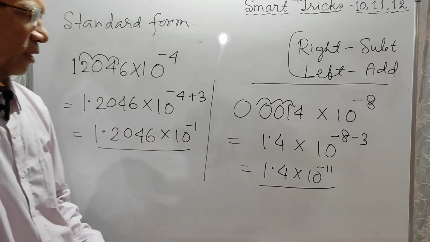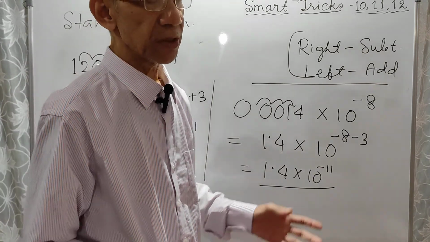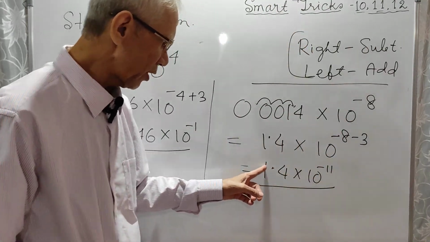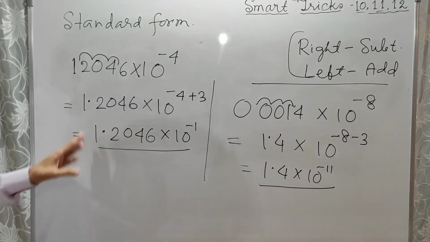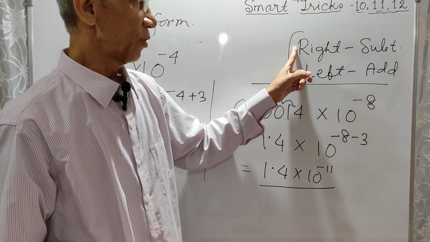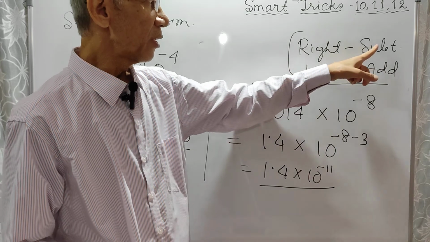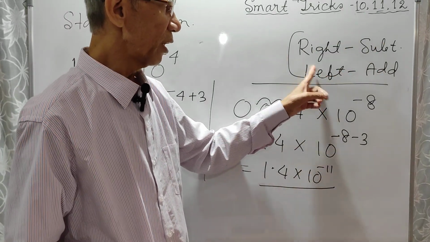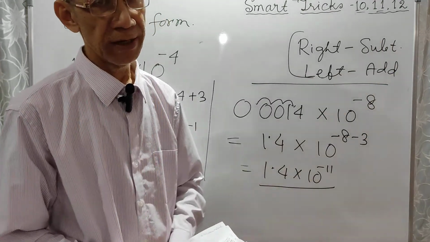So as the rule of the board says, you must express the final answer in standard form. That means one significant digit before the decimal. And this is how you can do it quickly if you remember this rule. If you shift the decimal to the right, subtract from the index. If you shift the decimal to the left, add to the index.